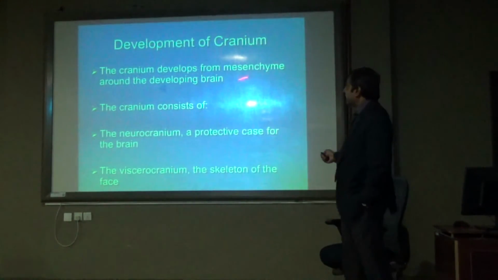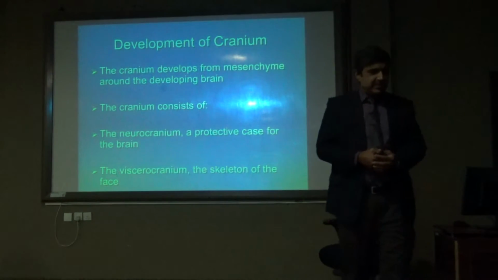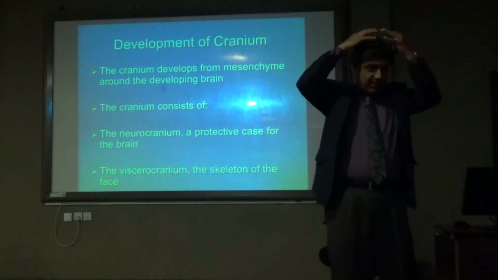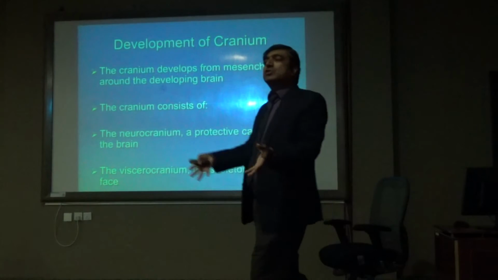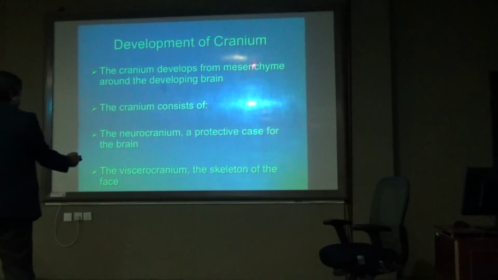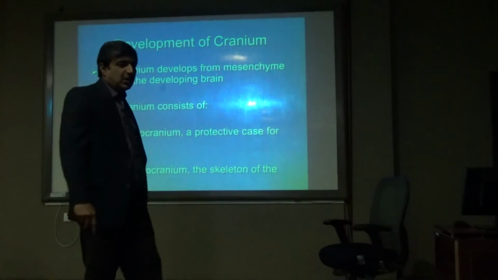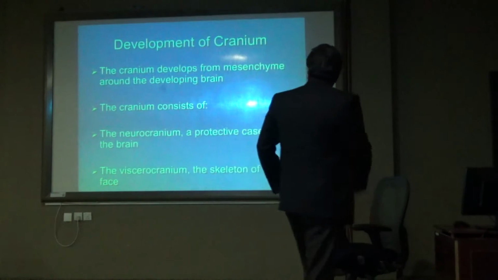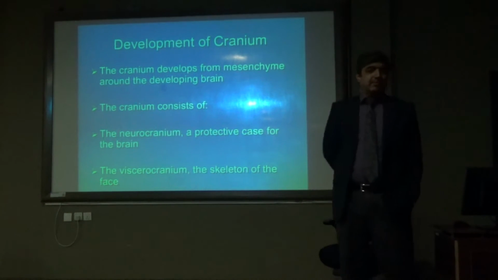The cranium develops from connective tissue around the developing brain. Now the brain has started to develop, so this cranium is a protective layer of the brain. It starts to develop around the brain by connective tissue. This cranium consists of two portions. What are those? Neurocranium and viscerocranium.